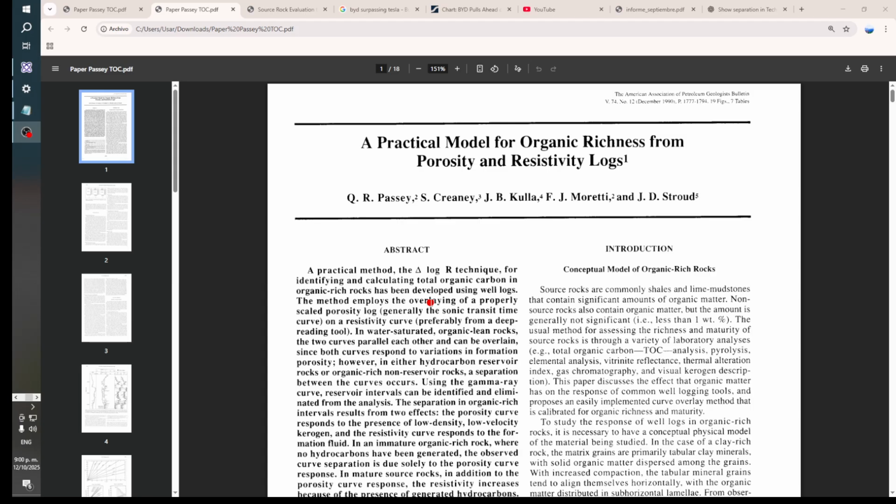But usually what we are looking for is, in non-reservoirs, how to see the response of the logs and correlate that to a percentage of organic matter content, or TOC, which is the total organic carbon.